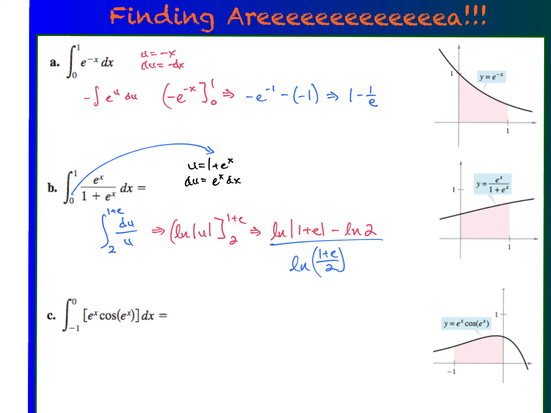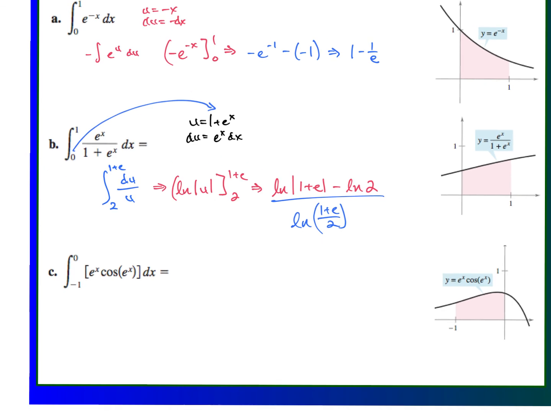All right, let's look at part C. So now I'm going to take my integral from -1 to 0 of e to the x cosine e to the x dx. All right, so what could I make my u? What is my innermost composite? E to the x. So what's my du? E to the x dx. So this part gets covered. Does it get covered perfectly? Yes. All right. And so this is really going to be the integral of cosine of u du.